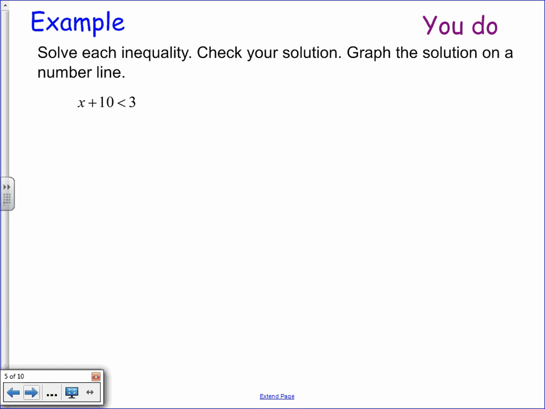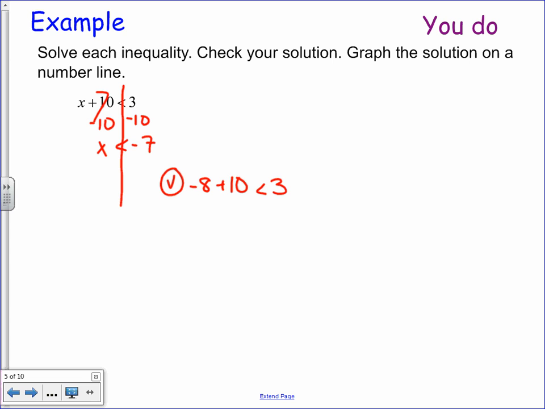All right, give this one a shot, and replay me when you're ready for the answer. First of all, we're going to subtract 10 from both sides. We get x is less than -7. When we're checking, I need a number that is less than -7, so you could choose -8. -8 plus 10 is less than 3. So I get 2 is less than 3. 2 is less than 3, so I'm good with that.